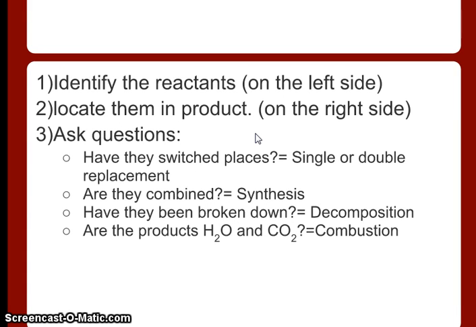Okay, so the steps to finding out a reaction type: first you identify the reactants, which are on the left side of the equation, and then you locate them in the products, which are on the right side. Then you ask yourself questions like: have they switched places? If they did, it's a single or double replacement. Are they combined? If they are, it's synthesis. Have they been broken down? If so, it's decomposition. And are the products H2O and CO2? That equals combustion.